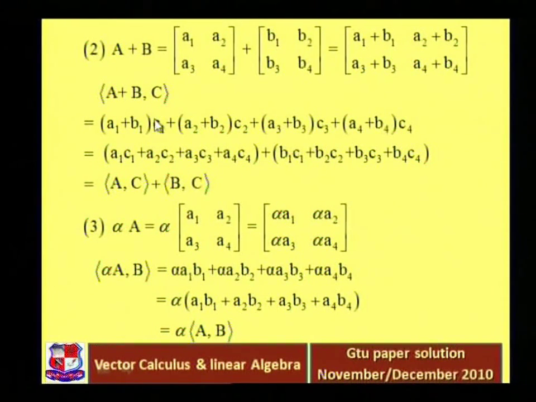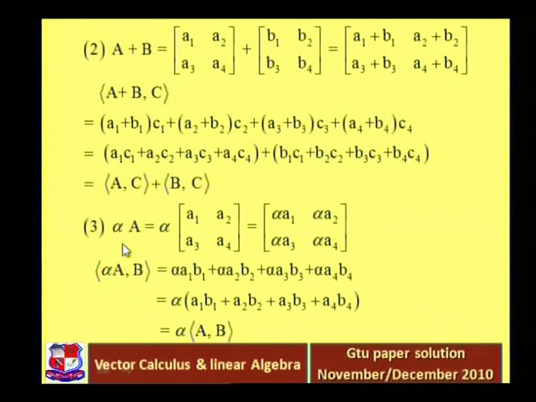B1 C1 plus B2 C2 plus B3 C3 plus B4 C4. This is just a simplification: when we open all the brackets, we can easily get this step. Now the first bracket is exactly inner product AC, using the definition already given in the statement, and the second bracket is inner product BC. So we proved that inner product A plus B, C is equal to inner product AC plus inner product BC.